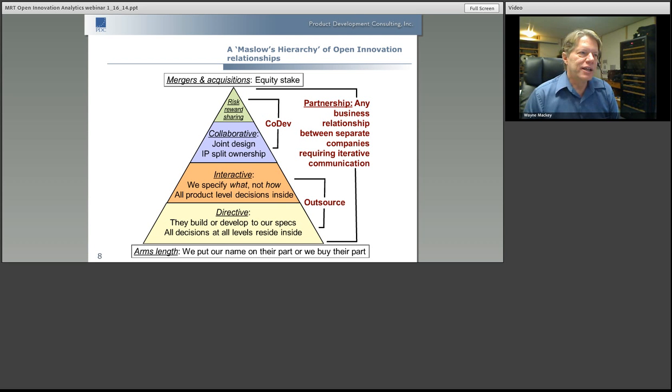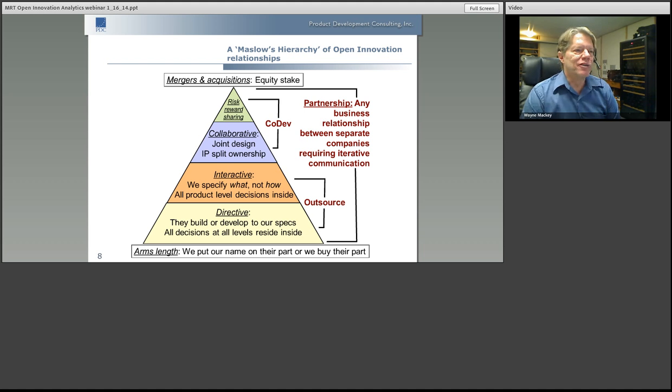Now, when I put together the Maslow's hierarchy, as I call it, of open innovation relationships, I don't mean to say that one or more of these are right or wrong. Different relationships with the outside world, either the suppliers of innovation or your other partners, are not right or wrong. They depend on the situation, the types of things you're trying to achieve. So let's start at the bottom.